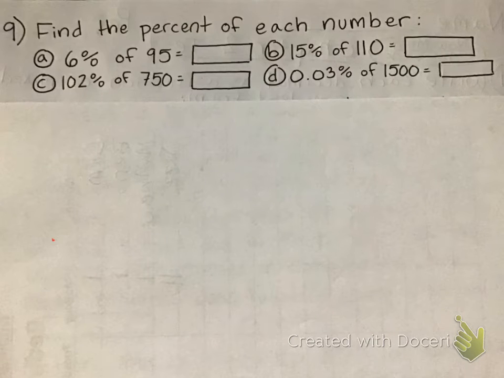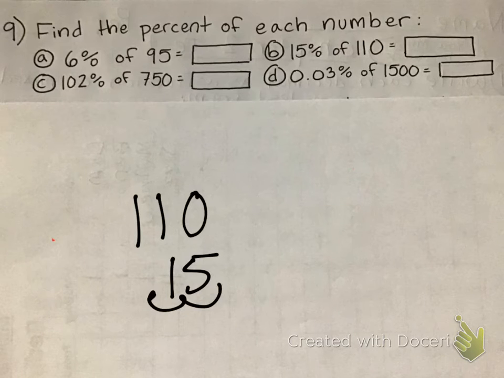Next problem, it's the same thing. Let's make it into a decimal. 15% as a decimal. What is 15% as a decimal? 15%, Lucy? It is 15 hundredths, 0.15, exactly. And we're multiplying that times 110. We move it over. At the end, we're going to move it back twice.